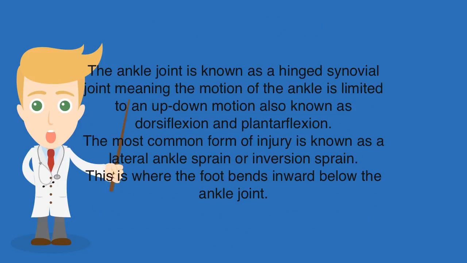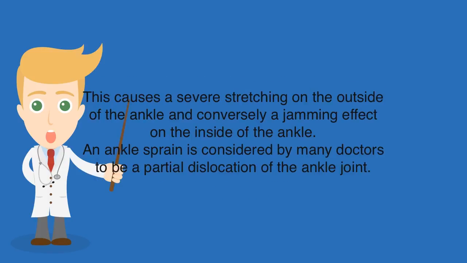The ankle joint is known as a hinged synovial joint, meaning the motion of the ankle is limited to an up-down motion, also known as dorsiflexion and plantarflexion. The most common form of injury is known as a lateral ankle sprain or inversion sprain. This is where the foot bends inward below the ankle joint. This causes a severe stretching on the outside of the ankle and conversely a jamming effect on the inside of the ankle. An ankle sprain is considered by many doctors to be a partial dislocation of the ankle joint.